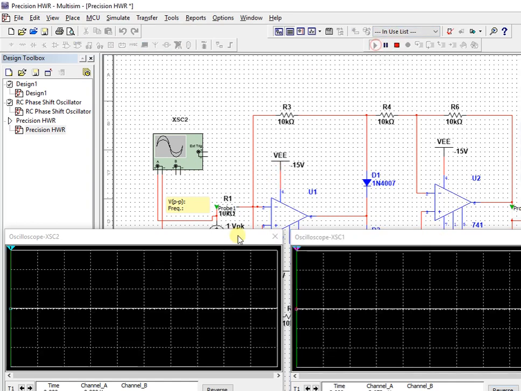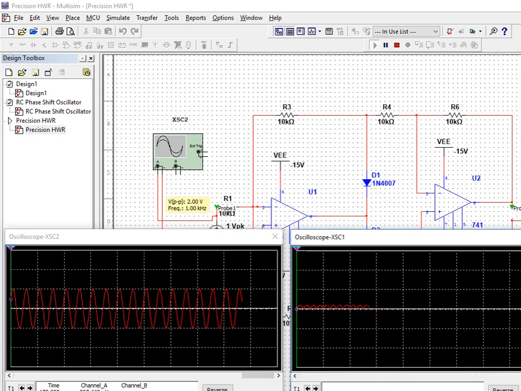Now I am going to simulate and run. I will change the time scale to observe the waveform accurately. The same time scale change has to be done on the output side as well, so that both of them can correlate.